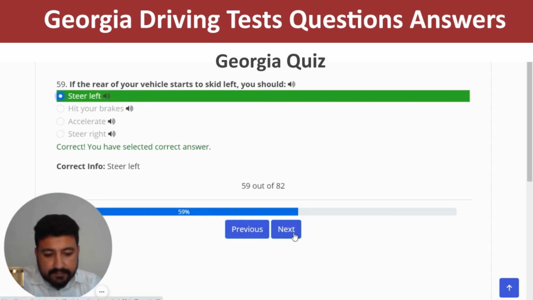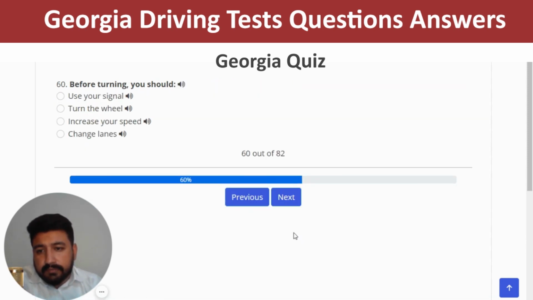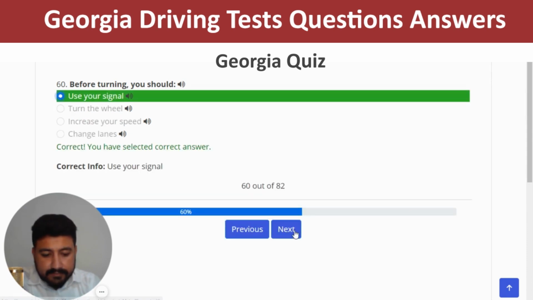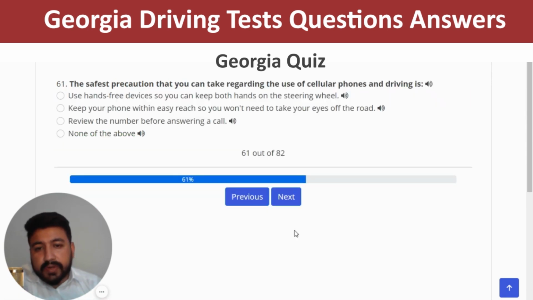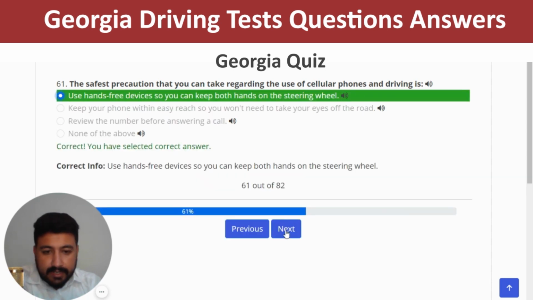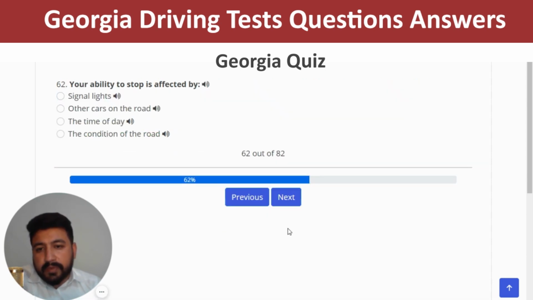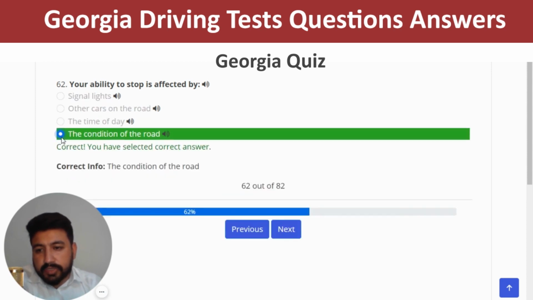And next, before turning, you should use your signal, which is the first option again. Next, the safest precaution that you can take regarding the use of cellular phones and driving is the right answer: use hands-free devices so you can keep both hands on the steering wheel. So first option again, right? And next, your ability to stop is affected by the condition of the road, which is the last option, right?